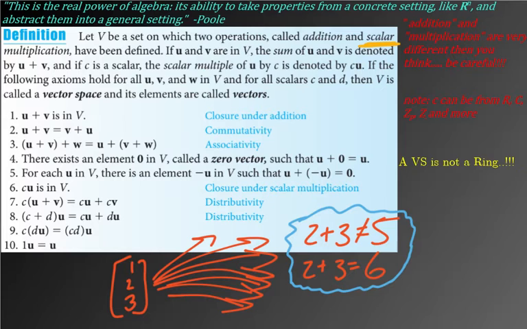Based on these two operations, the vector space needs to satisfy all these different conditions. The C's and D's that you see in here are not necessarily coming from V. V is the set of your vectors, but C and D are actually from something else called a field. So I'm going to add that right here: C and D are elements of F, where F is a field, okay?